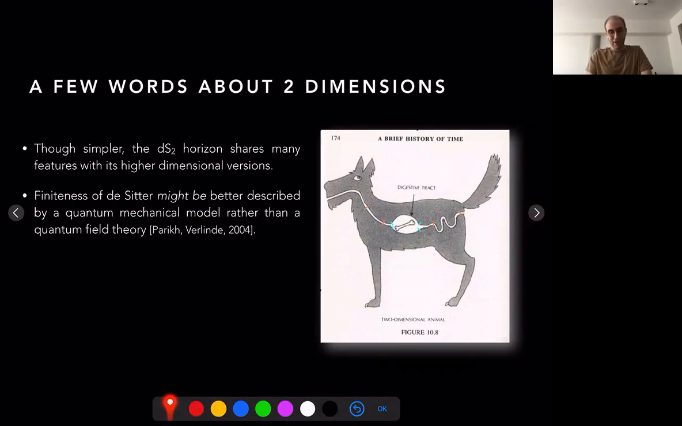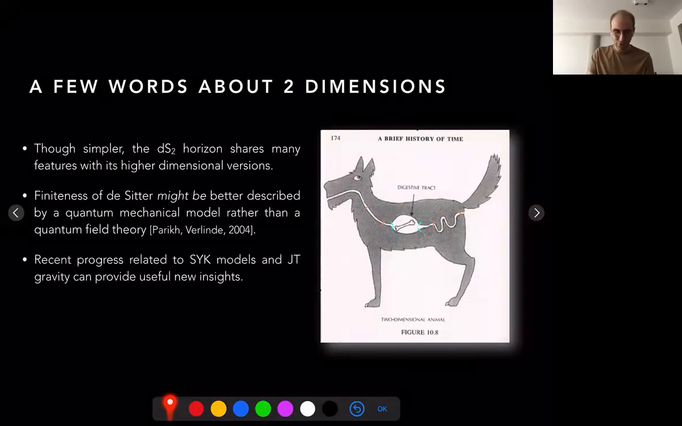Finiteness of the CENTAUR might be related to having a finite Hilbert space in the dual theory. So maybe talking about quantum mechanical models in the boundary might be a nice way to go. And also, as Joaquin was telling us yesterday, there are lots of recent developments regarding JT gravity and SYK models in the boundary and matrix integrals and all this. So maybe all this technology can give us a new insight into the problem of the CENTAUR as well.